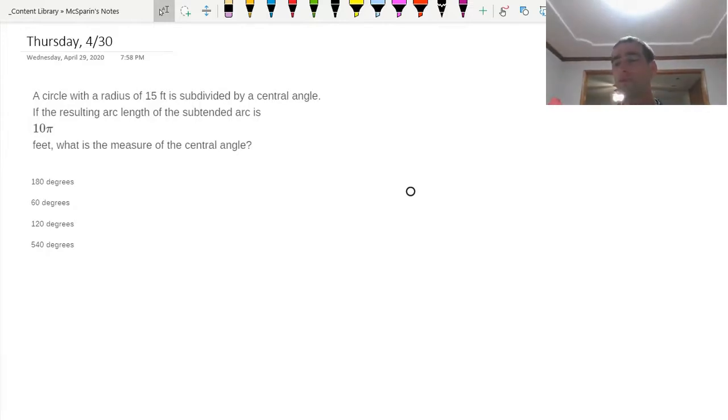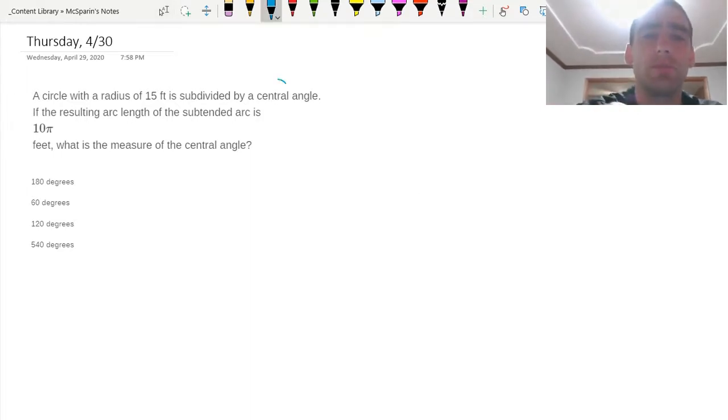So we've come to what can be the tricky part of circles. I'm going to try and do my best to explain it and then give you a nice, easy shortcut. So first, let's just read through this problem. A circle with radius of 15 is subdivided by a central angle.